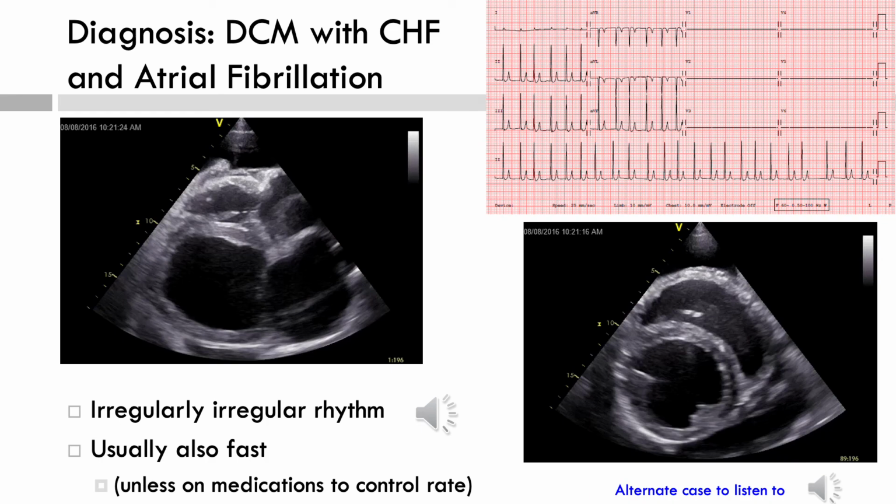So this dog has dilated cardiomyopathy with congestive heart failure and atrial fibrillation. The rhythm is irregularly irregular and is faster than normal. Let's listen again one more time.